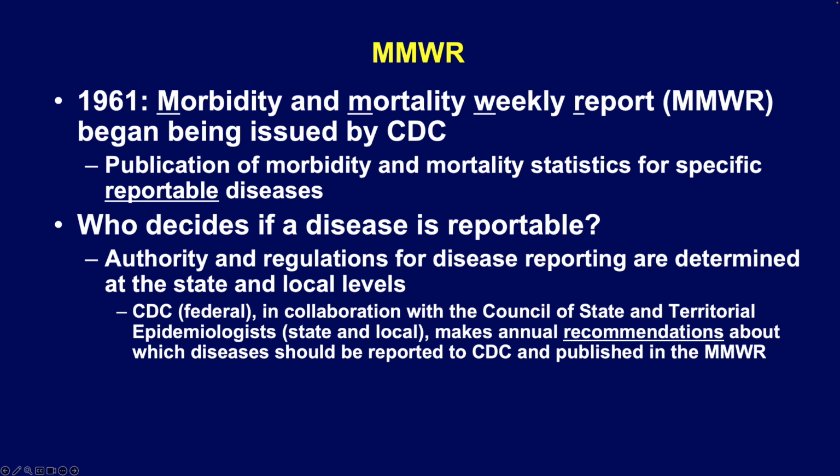It's the state and local jurisdictions themselves that ultimately are authorized to require reporting in their own jurisdictions. And they do this in collaboration with each other, and they decide what's reportable to federal authorities. And that's with an organization called the Council of State and Territorial Epidemiologists, or CSTE. They work together with CDC to make annual recommendations about which diseases should be reported to CDC and published in the MMWR and other federal dissemination venues.